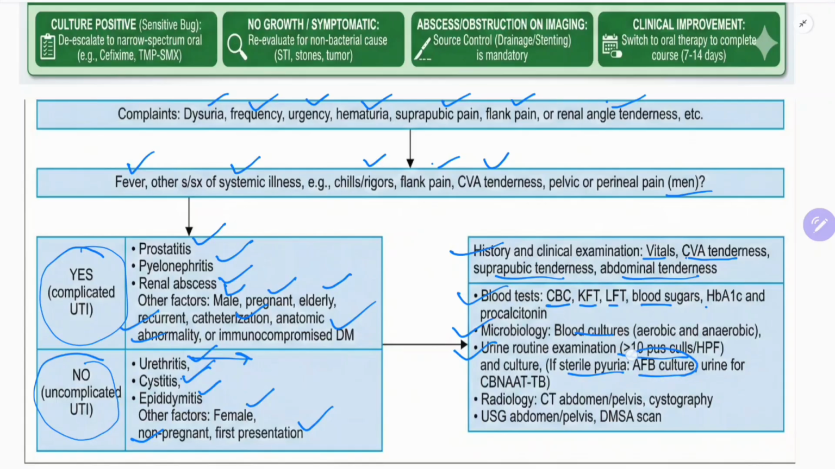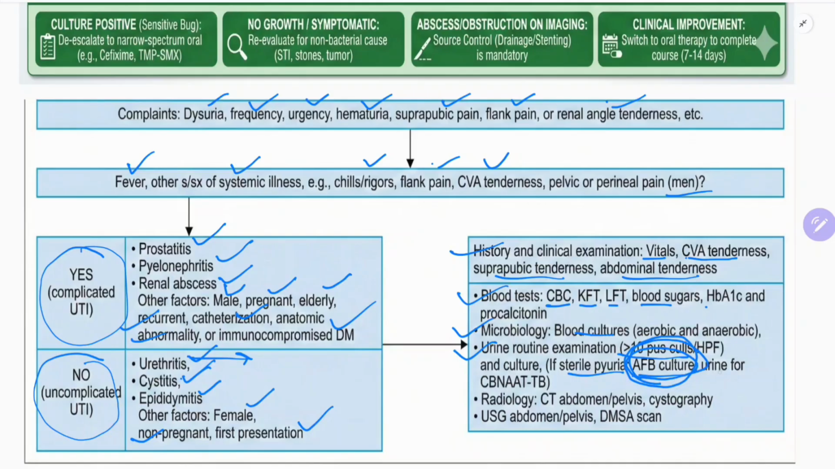This is very important. You are having urine routine with more than 10 pus cells, and the patient has complaints, and in culture you are getting sterile pyuria. Then the most common cause is that the patient has received antibiotics. That is the first common cause. The second common cause is non-bacterial, meaning not typical bacterial, and the most common is tuberculosis.